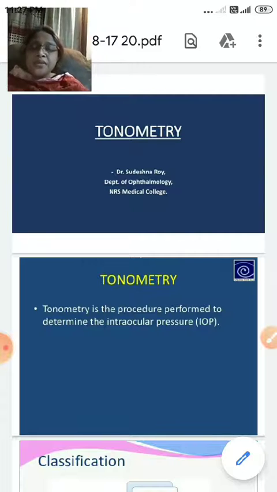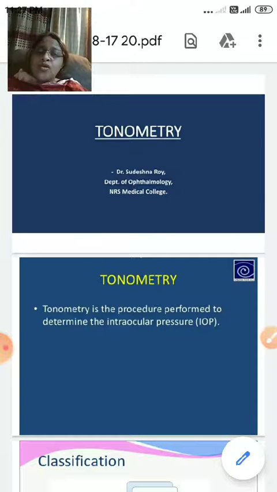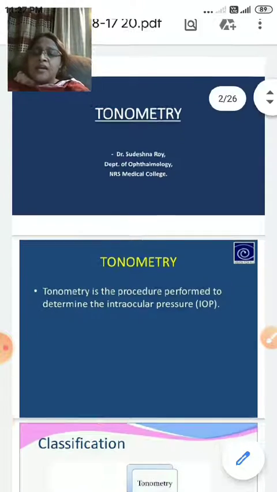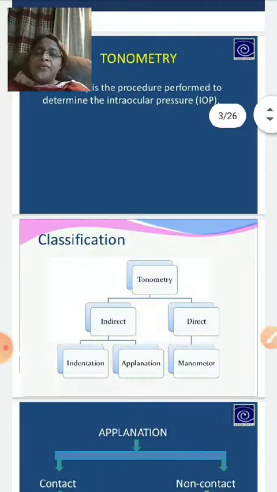Today's online class will be dealing with tonometry. So what is tonometry? Tonometry is the procedure of measuring the intraocular pressure of the eye. What are the types of tonometry?